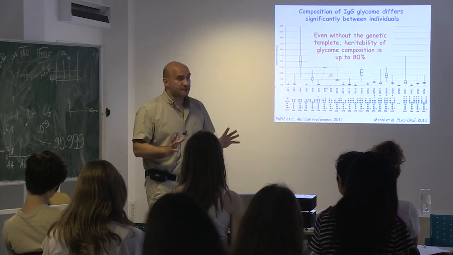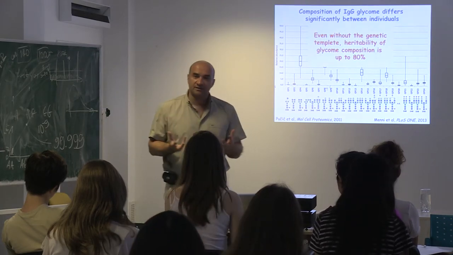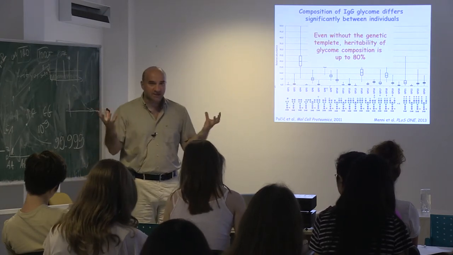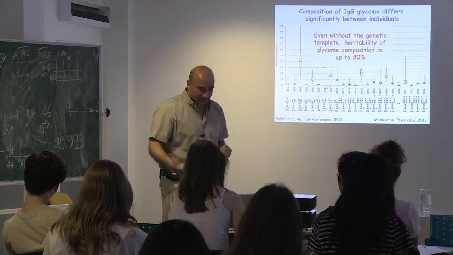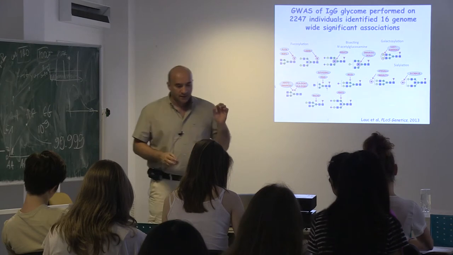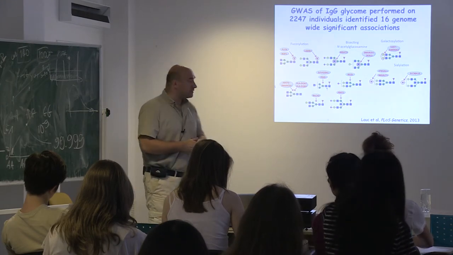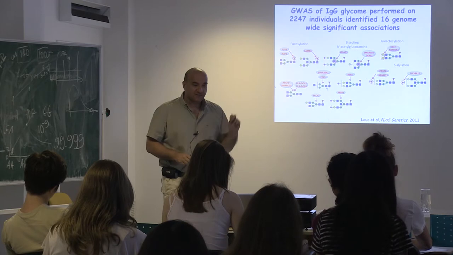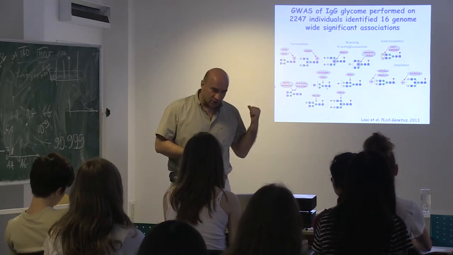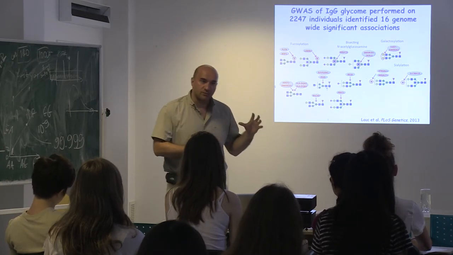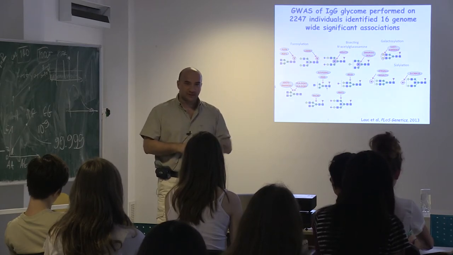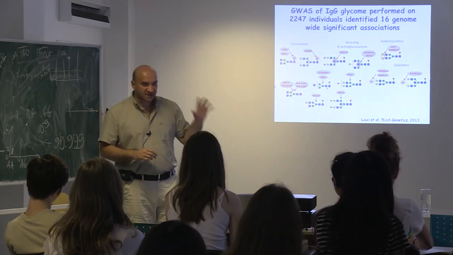So up to 80% of it is heritable. So there have to be genes which regulate it. But it's not one gene, one glycan. It's a complex network acting together and regulating glycosylation. Our first GWAS, done on a little bit more than 2,000 people, identified 16 genetic loci. A GWAS on the plasma glycome, on actually 2,500 people, identified only 4 genetic loci, while this one identified 16.